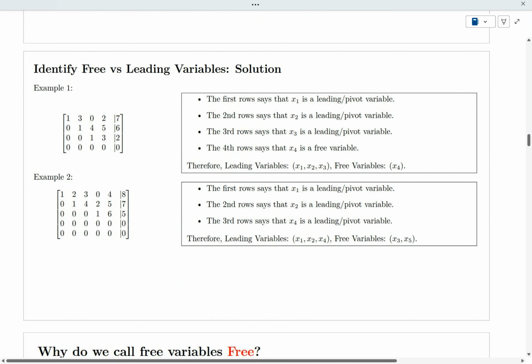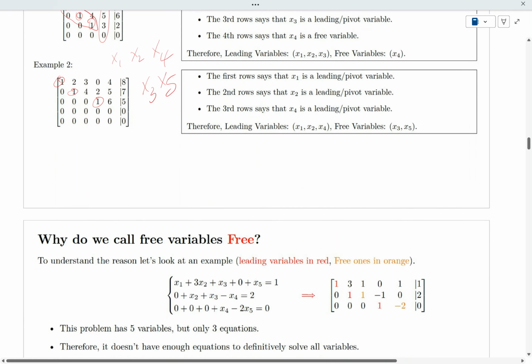Over here, notice how we have 1, 2, 3, but there's nothing at 4. Therefore, x1, x2, x3 are leading, and x4 is free. Over here, we have 1, 2, 4, so x1, x2, x4 are leading. x3 and x5 are free. So that's how you identify leading and free variables.